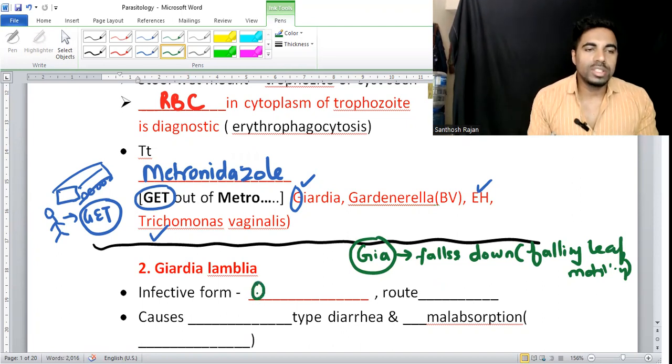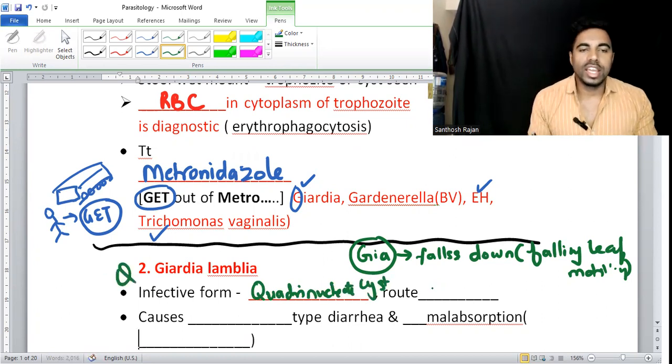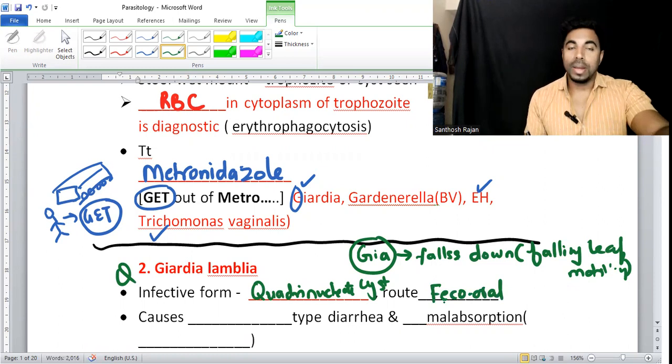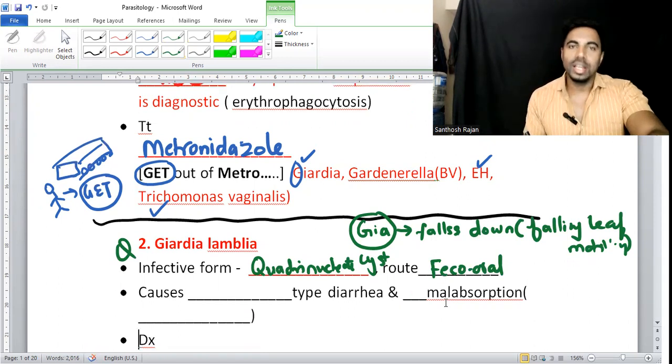Again, the infective form is the same: a quadrinucleate cyst, same like Entamoeba histolytica. We'll have a question here. And the route is again feco-oral route, contaminated water. And if you compare Entamoeba histolytica and Giardia, Giardia is more commonly isolated than amoebiasis.